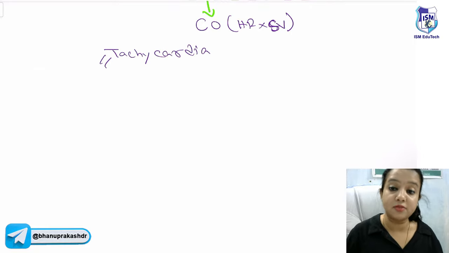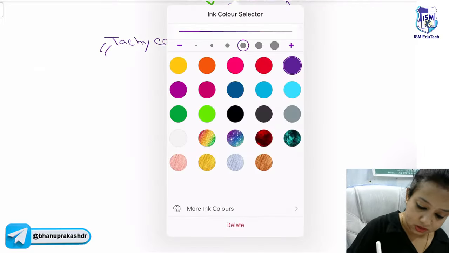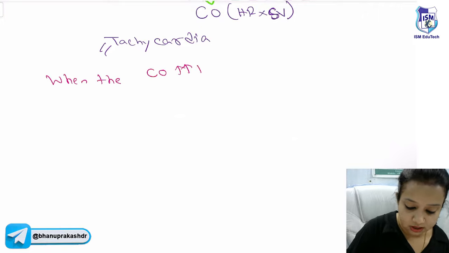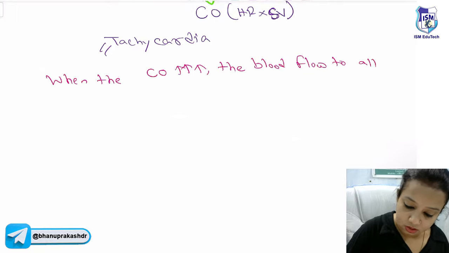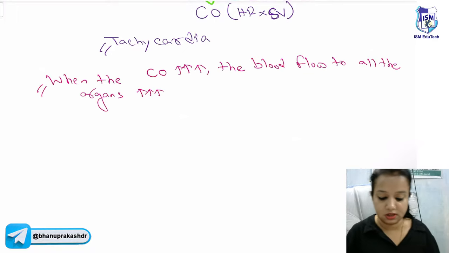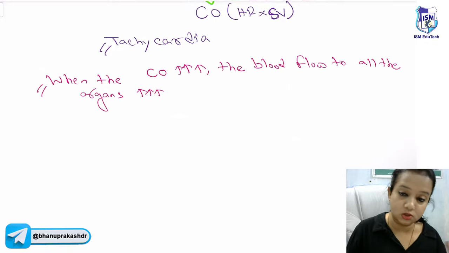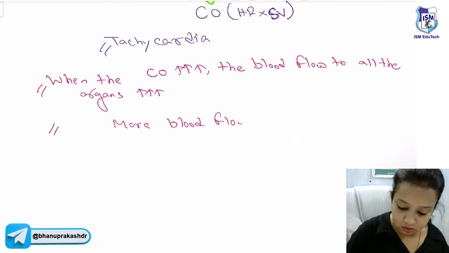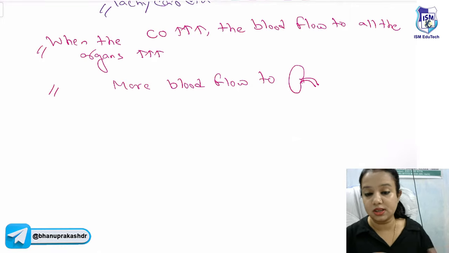Okay. Now, what is the advantage of this Bainbridge reflex? What is the implication of this one? The implication of this Bainbridge reflex is that when the cardiac output increases, the blood flow to all the organs increases. Now, when all the organs get more blood flow, then what will happen? More blood flow to the kidneys. What will happen? It has to again compensate for the increased blood flow.